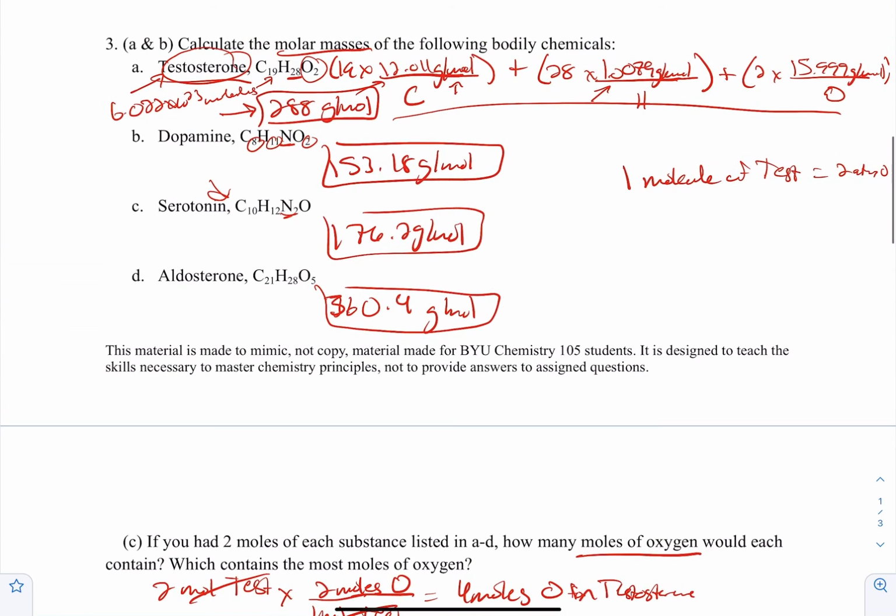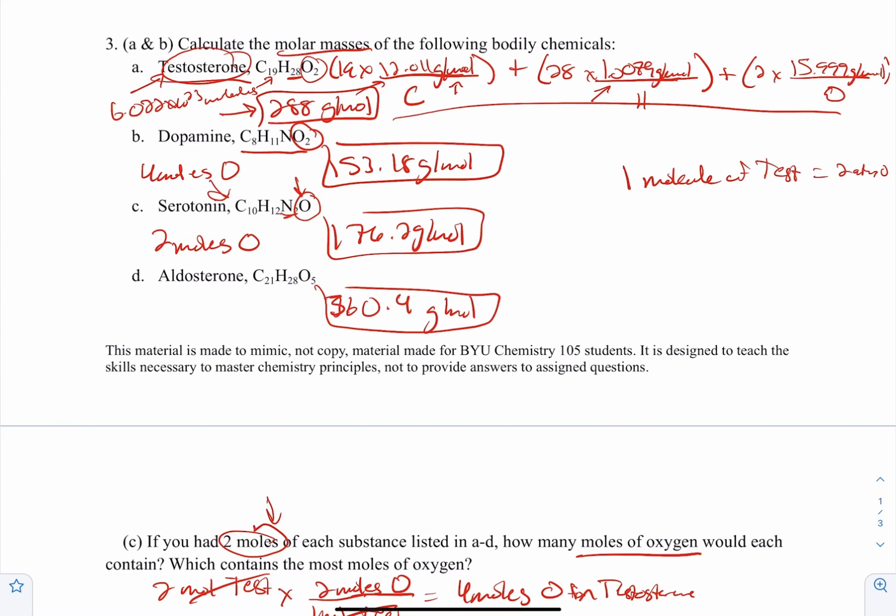So if you go up to each one of these, you'll find that for every 1 mole of dopamine I have, I also still have 2 moles of oxygen. So it would also still be 4 moles of oxygen for dopamine, because for every 1 mole I have 2, and I've got 2 moles of dopamine. So 2 times 2 is 4, so 4 moles of oxygen. Here on serotonin, for every 1 mole of serotonin I have 1 mole of oxygen. So that's 2 moles of oxygen, because we have 2 moles of serotonin.